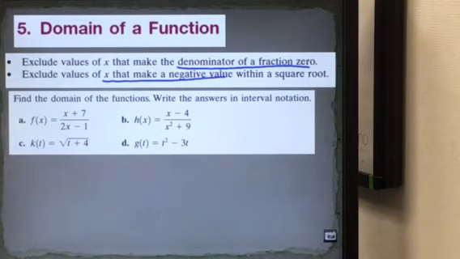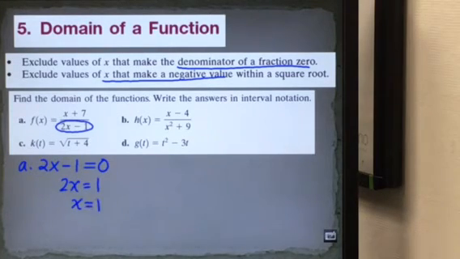For part A, we have a denominator. So we set that to equal 0 to solve for the zeros. Solving for x, we find that when x is equal to 1, 2x minus 1 will equal 0. That means the domain will not include 1. So that goes from negative infinity to 1, and 1 to infinity, not including 1.